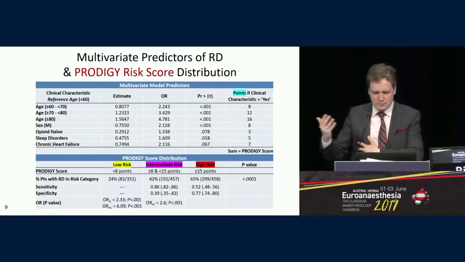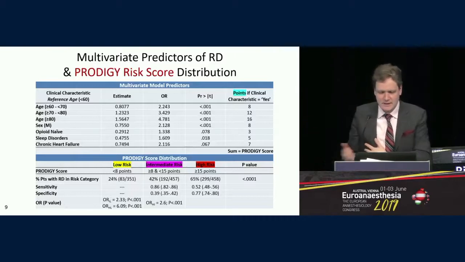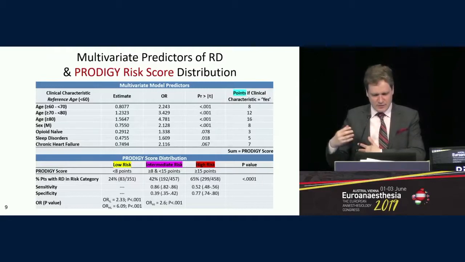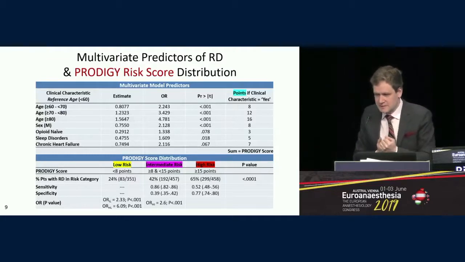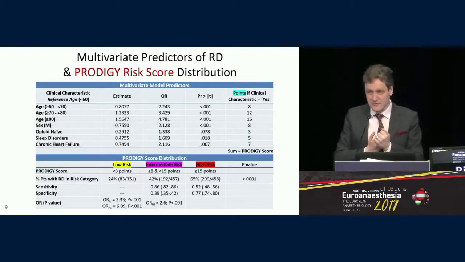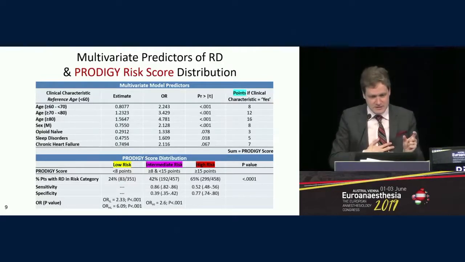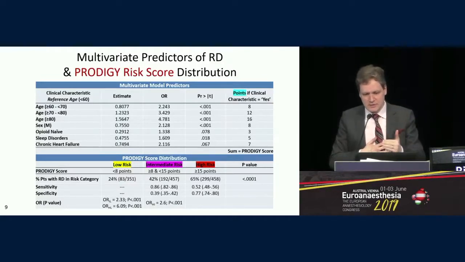So you can go from, according to this model, from 0 to 39, which is the highest number of points that you can get. And gender was assigned 8 points, and you have whether you're opioid naive or not, sleep disorders including obstructive sleep apnea and chronic heart failure. So those are the factors identified by this model using multivariate analysis, and each was assigned a certain number of points based on weighting that we did to come up with the model.